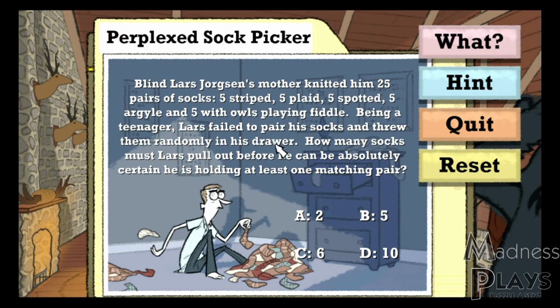Five pairs of each. So break down to each one. So if you have 50, 25. So he has 5 pairs of socks. Yes.